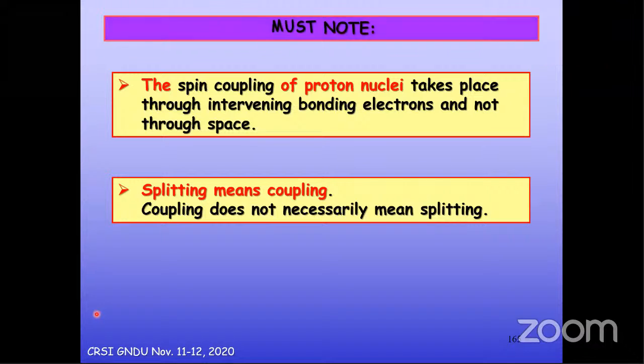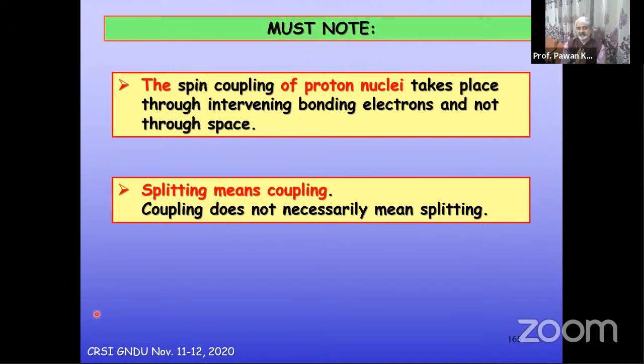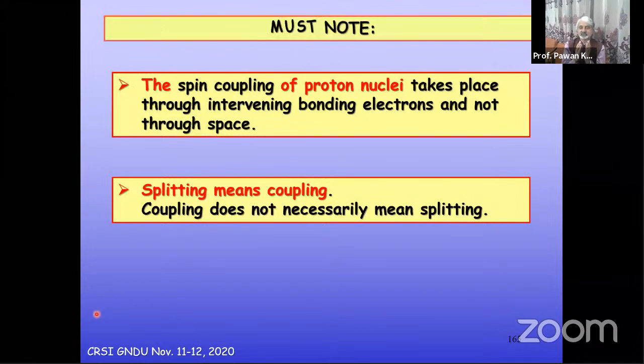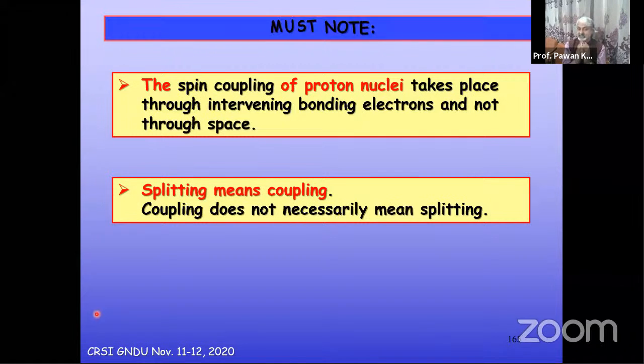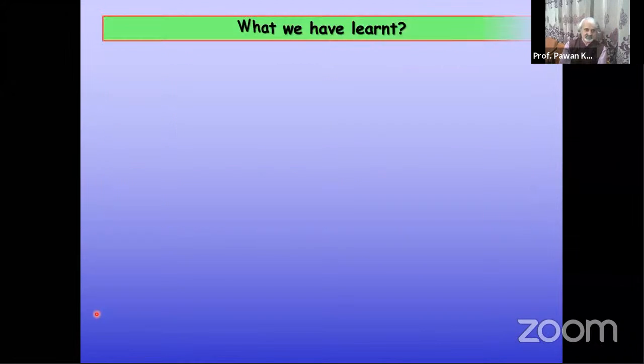That is one thing. And second thing is, splitting means coupling, but coupling does not necessarily mean splitting. So if you are seeing a multiplet, you are showing that there is coupling. But if you are not seeing a splitting, that does not mean that those nuclei are not coupling. So if you are seeing a splitting, coupling is there. If you are not seeing a splitting, coupling can still be there. That can be a little confusing, but it can be explained very easily. But I do not have the time today. Within the 2 hours, it is difficult to do justice to it.